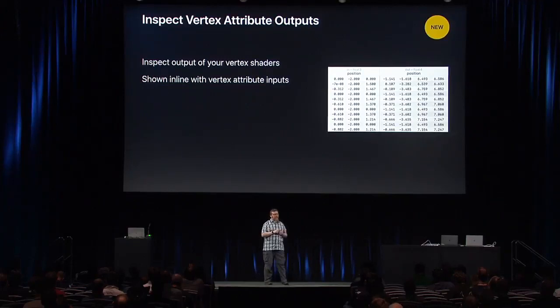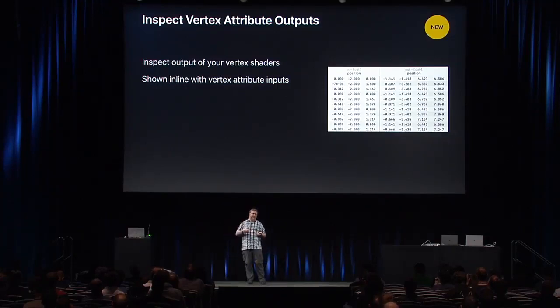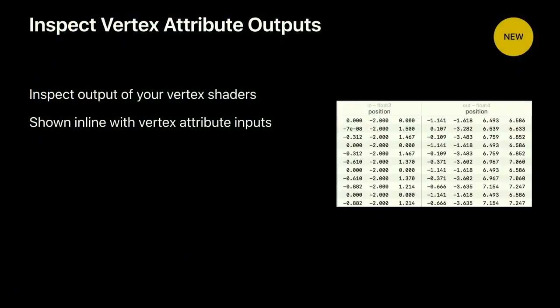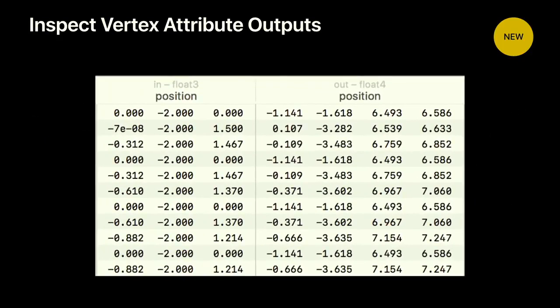Another new feature we introduced last year was our vertex attribute viewer, where you could see all the vertex data as it goes into your vertex shader, shown on a per vertex basis. Well, this year we've added support for viewing the outputs from your vertex shader as well, and we'll display this in line with all your other input data. So, as in this case, you can see your position inputs and your position outputs at the same time.